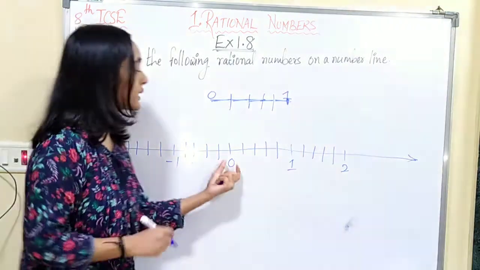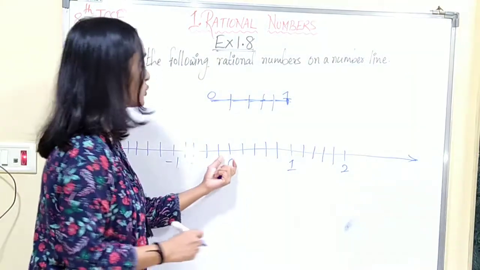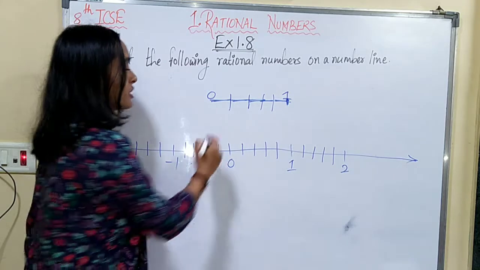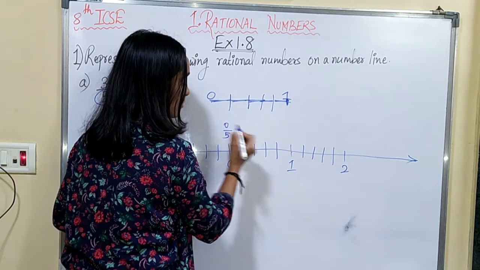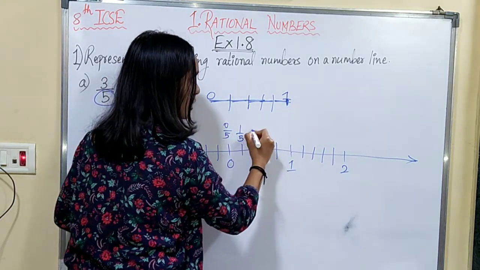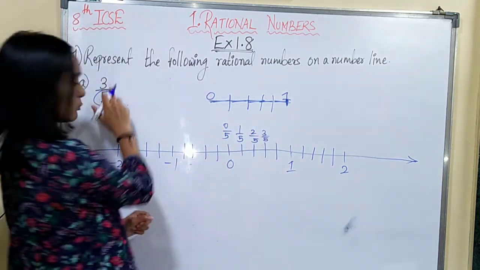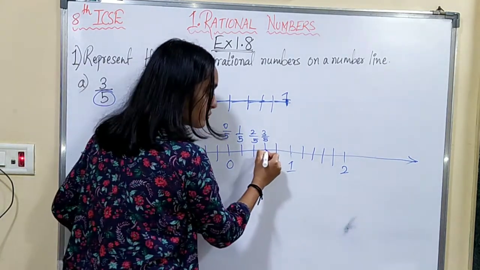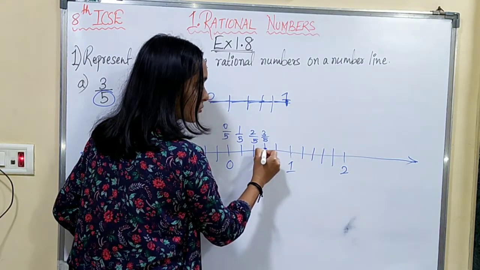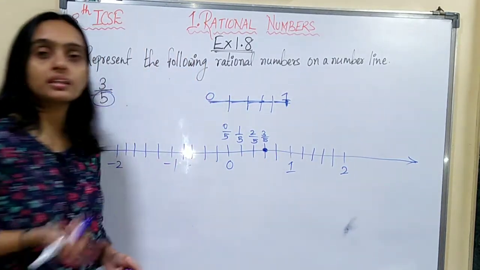Starting with 0, here 0 means 0 upon 5. Then you have 1 upon 5, 2 upon 5, 3 upon 5. That's it. You want 3 upon 5. So this is 3 upon 5.